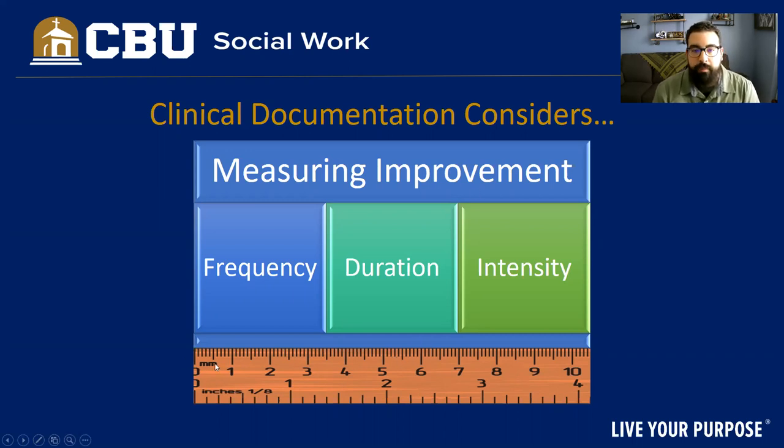You picture a ruler, right? And this ruler is measuring three things as a clinician. It's referred to as frequency, duration, and intensity. How frequently is a behavior going on that you are targeting? How long do those episodes last and how intense are they? This has been an important tool for documenting mental health services for me throughout my career. Let me give you a quick example.